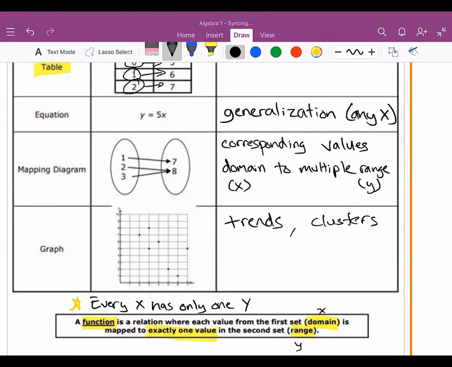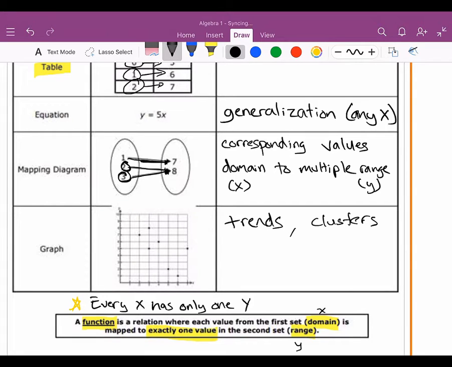Again, to the map. You see the 1 on the x goes to only a 7. 2 only goes to 8. 3 only goes to 8. So yes, that is a function, even though you see how 2 numbers go to the 8. If you input a 2, you get an 8. If you input a 3, you get an 8. That's fine. Every x has only one y.